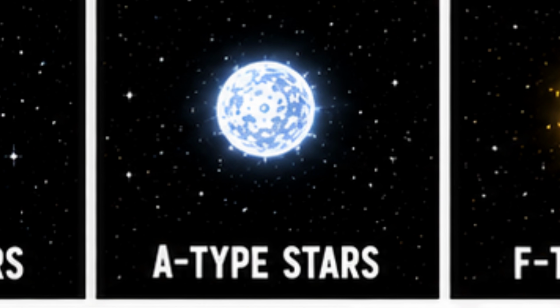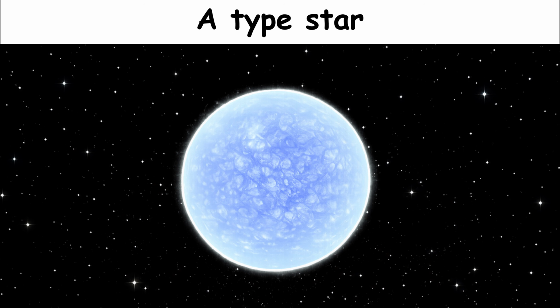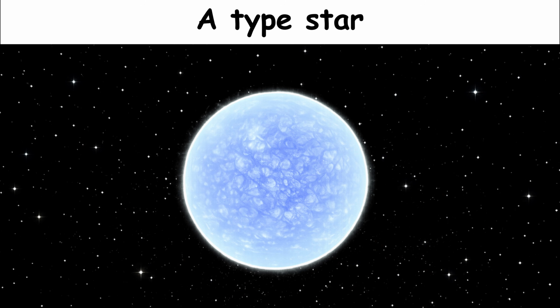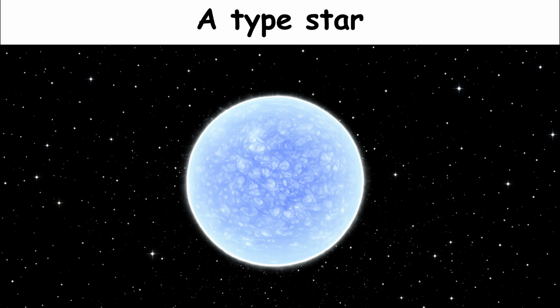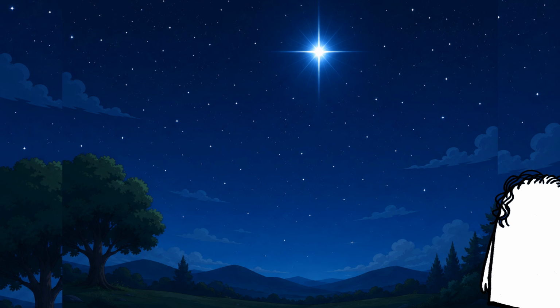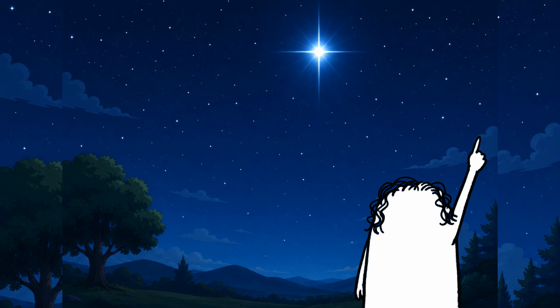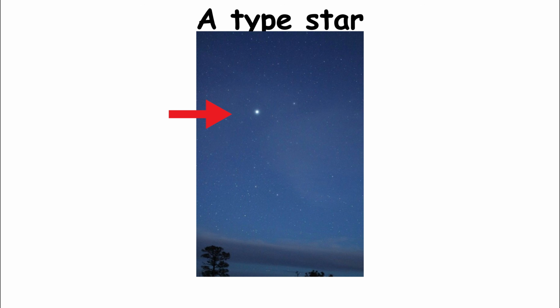A-type stars. A-type stars are white or bluish-white stars, with surface temperatures ranging from approximately 7,500 to 10,000 Kelvin. They are considerably more common than O and B-type stars, and are among the easiest stars to observe due to their brightness. Sirius, the brightest star in Earth's night sky, is a classic example of an A-type star.